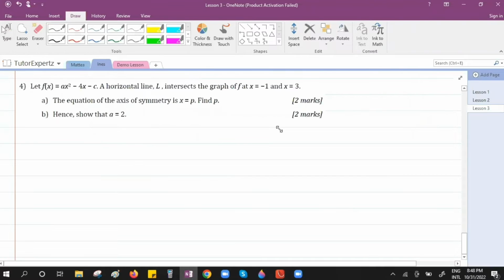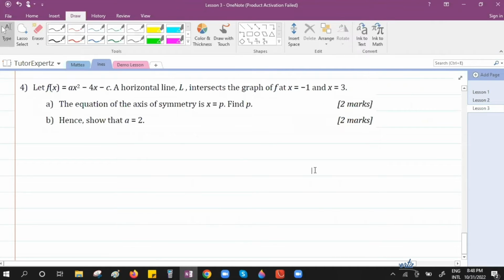Is the screen clearly visible? Yes. Okay.